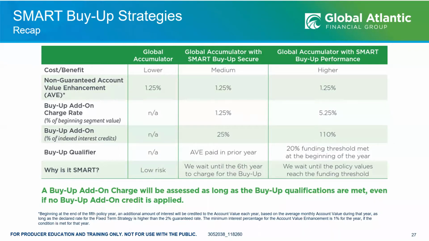And then they get an additional 110% of the index credits. So if the index credits 10%, they're going to get an additional 11%. The total crediting to the policy is going to be 21%. So it's a nice potential for upside, but understanding the client is taking on additional risk that didn't used to be there.